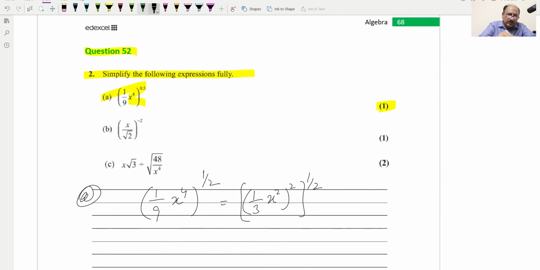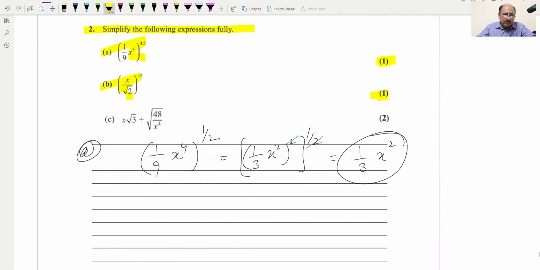And now we can cancel this 2 with this one, and we will get 1 over 3x squared, or x squared by 3. This will be our final answer for this question. Now b part is this one, also 1 mark question. B part says x over under root 2 and whole raised to the power minus 2.